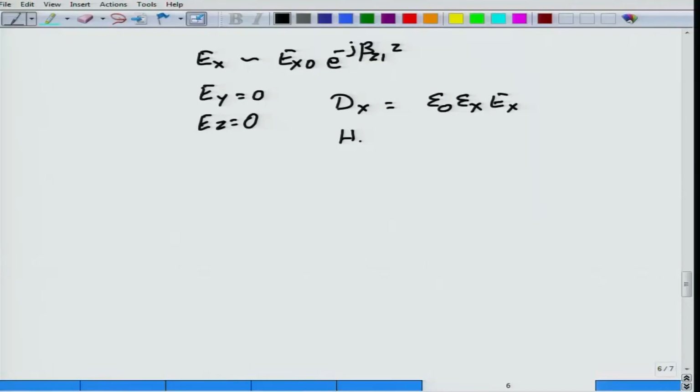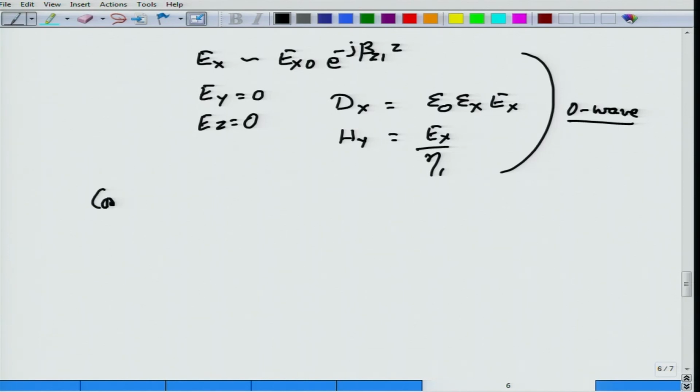And you can also find out what will happen to H. It will be along the y direction, and this would be equal to Ex by eta 1, where eta 1 is determined by the ratio of beta z1 to omega epsilon. This particular wave is usually called the O wave, or the ordinary wave.